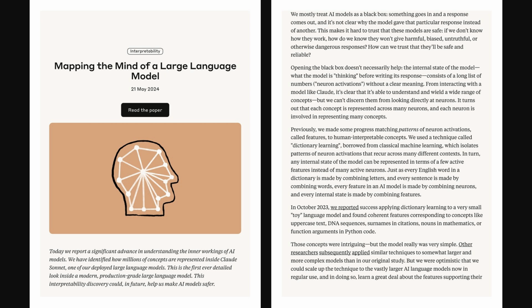Alright, so the core idea is to use a technique called dictionary learning to extract interpretable features, essentially recurring patterns of neuron activations, that represent human understandable concepts within the model. This is a big leap from previous work on smaller models.